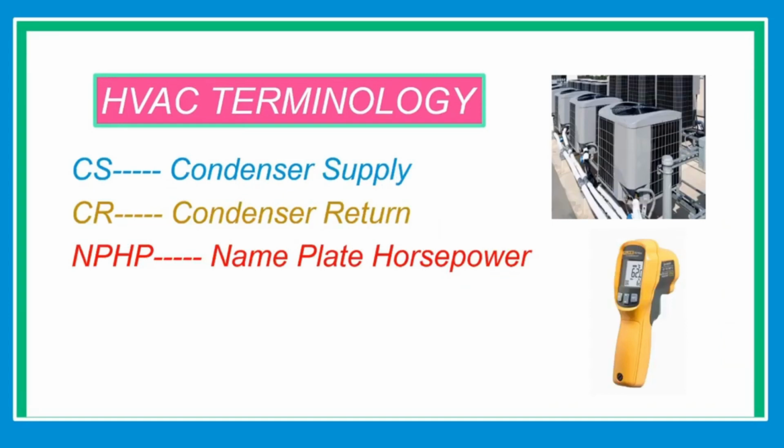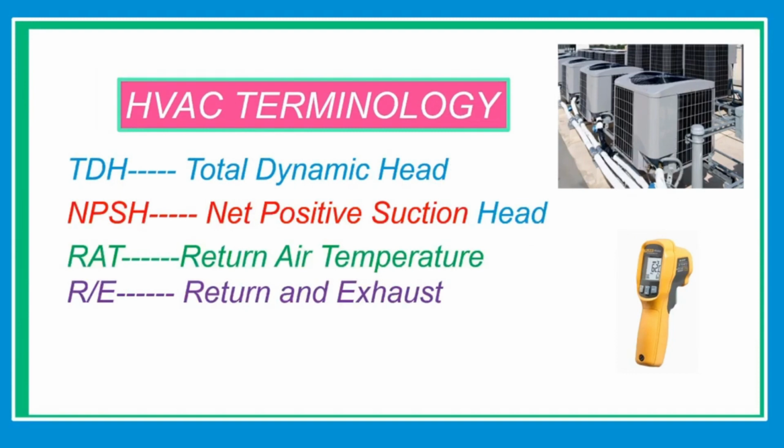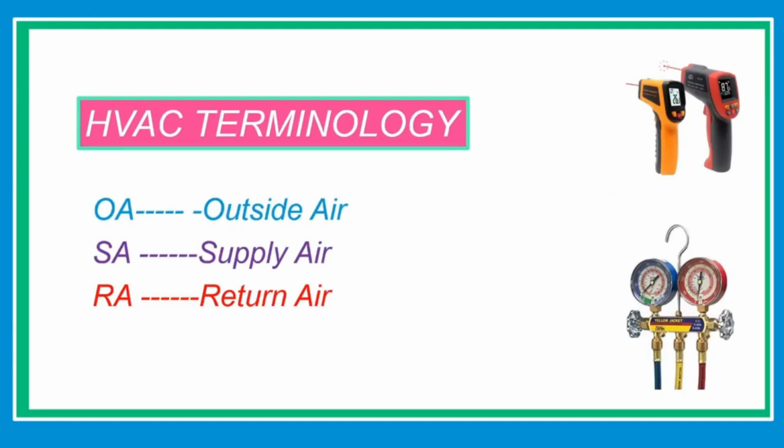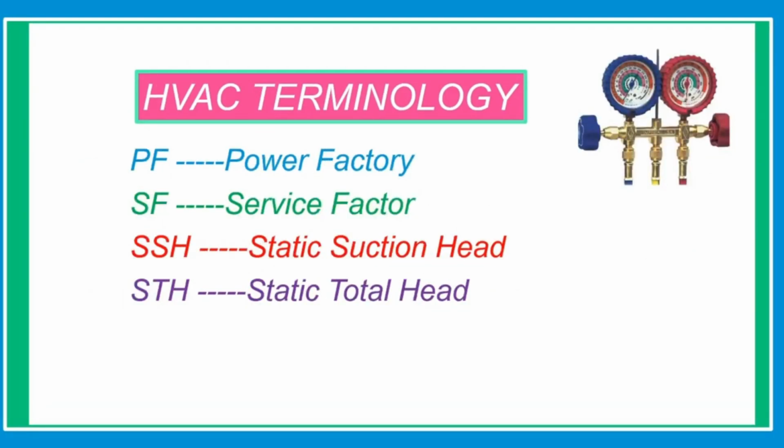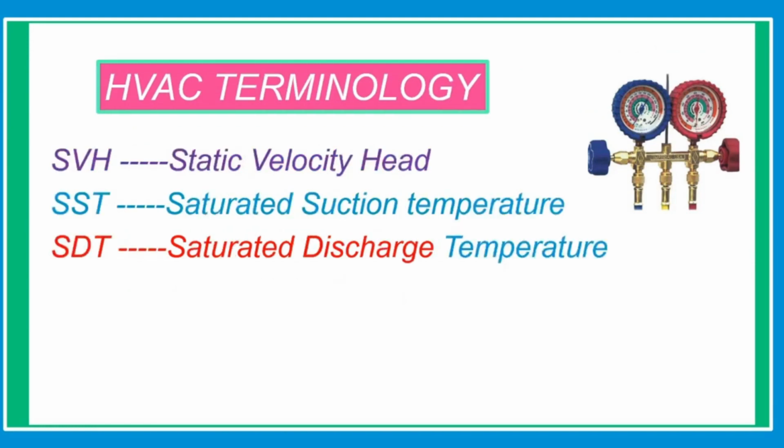CS condenser supply, CR condenser return, NP-HP nameplate horsepower, TDH total dynamic head, NPSH net positive suction head, RE return and exhaust, OA outside air, SA supply air, RA return air, EA exhaust air, SAT supply air temperature, MAT mixed air temperature, OAT outside air temperature, PF power factor, SF service factor, SSH static suction head, STH static total head, SVH static velocity head, SST saturated suction temperature, SDT saturated discharge temperature.